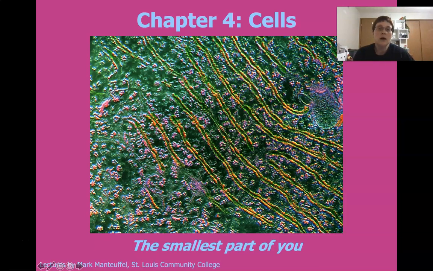Chapter 4 is all about cells. So in this chapter, we're going to talk about cells in general, but we're also going to talk about the two different types of cells. We're going to talk about parts of cells, and we're going to talk about how you move stuff in and out of cells. So first, we're going to just talk about cells.